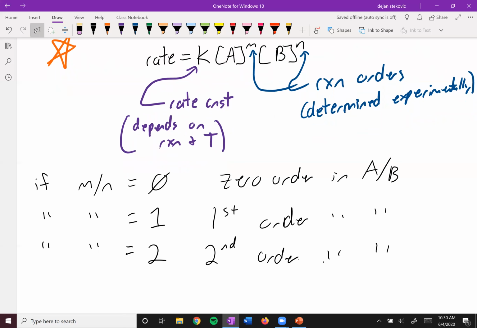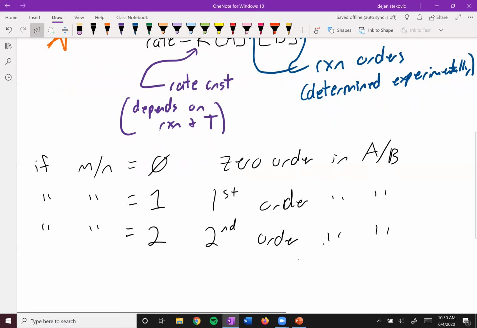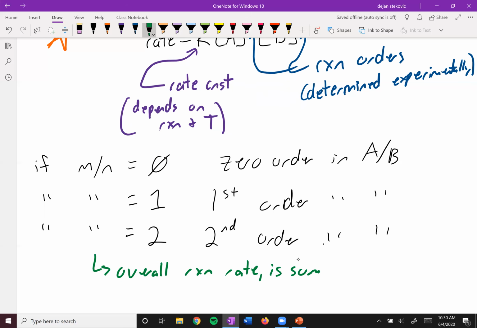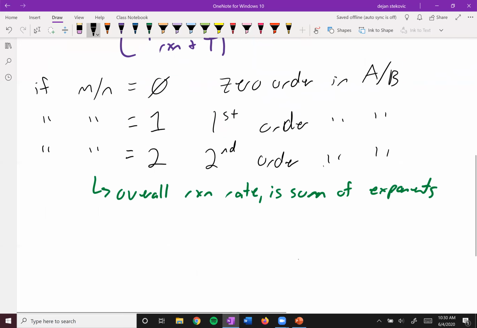So let's take a look at the examples. And then one more thing to note here is that the overall reaction order is the sum of the exponents. Right, so you can be first, second order in different components, and then you have an overall order of the reaction. So let's just take a look at some examples real quick.